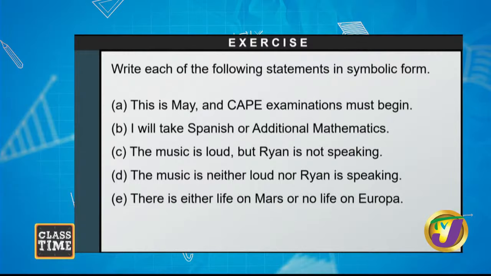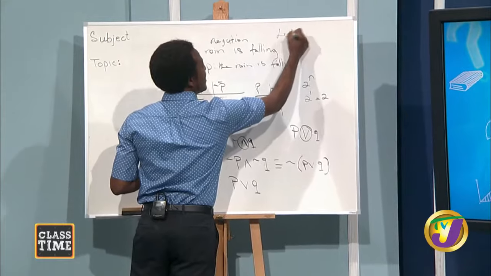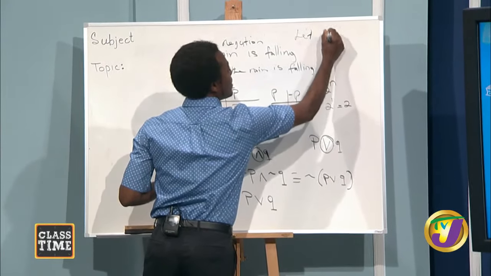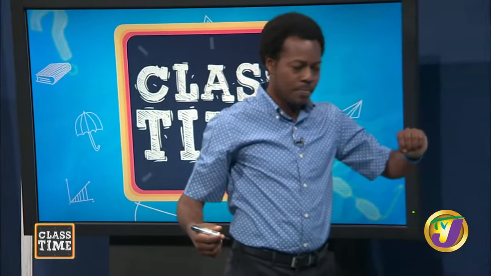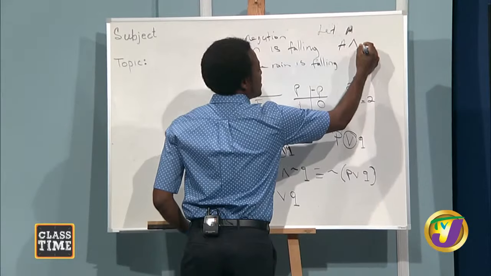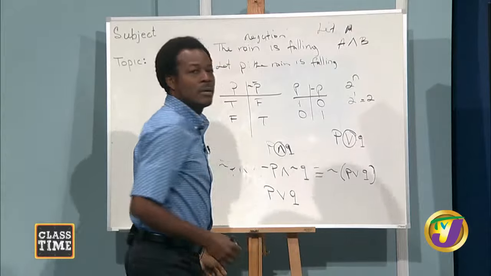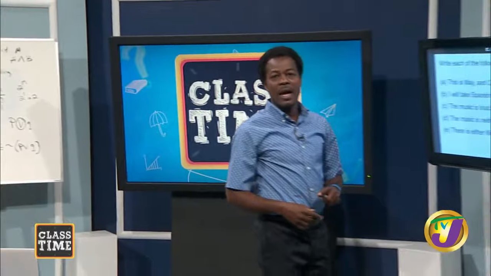Sorry about the board, I don't have my duster today. I could say let A, the letter A, be this is me, and let B be CAPE examinations. Those are my premises right there, my simple statements. Therefore, I would say A, and of course my connective is that keyword and, represented like that, B. And that's it. So you will try the rest for yourself and send your feedback.